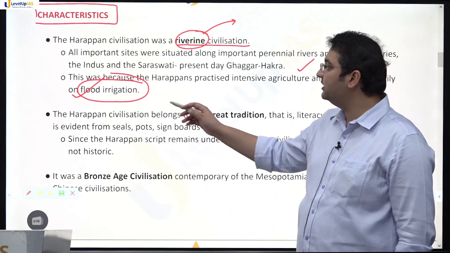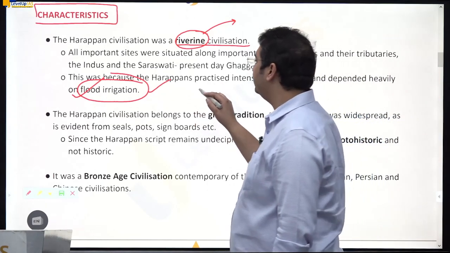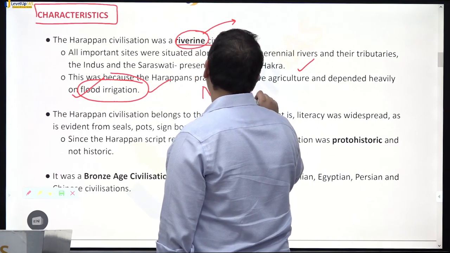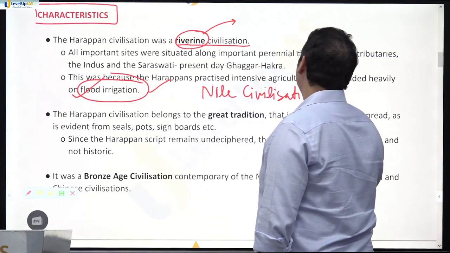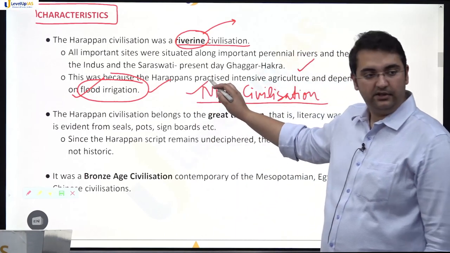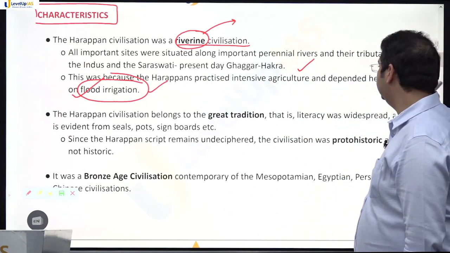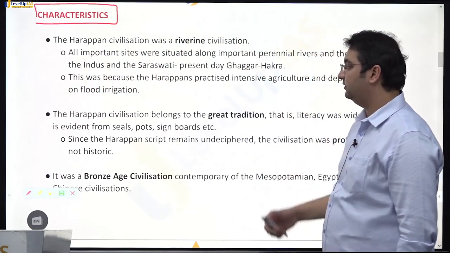This kind of irrigation was practiced not only in ancient Harappan civilization, but also in the Nile civilization. Where? Egypt. Okay? Nile civilization was also an example of a river civilization.